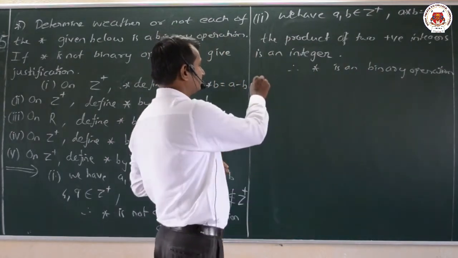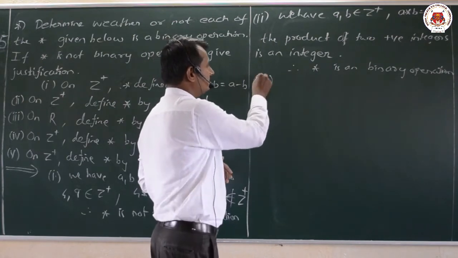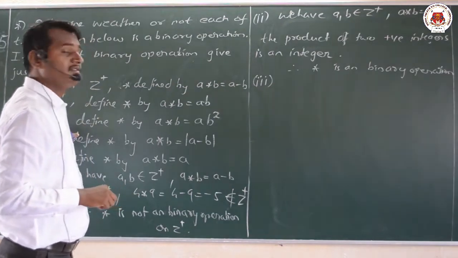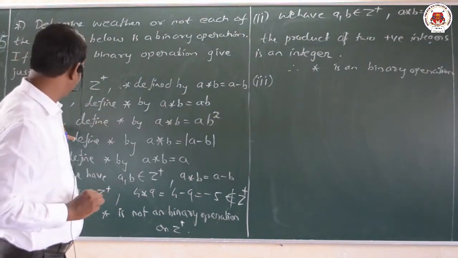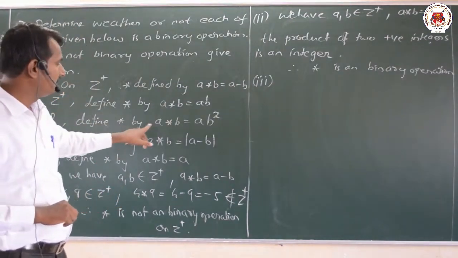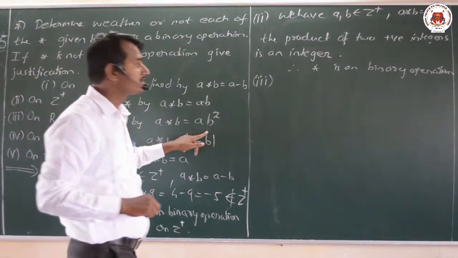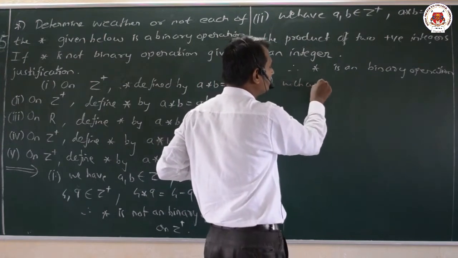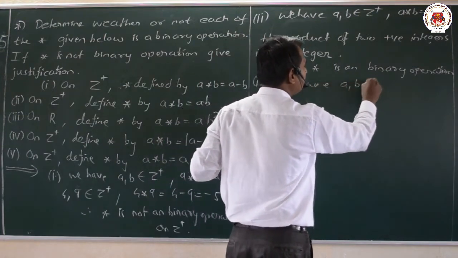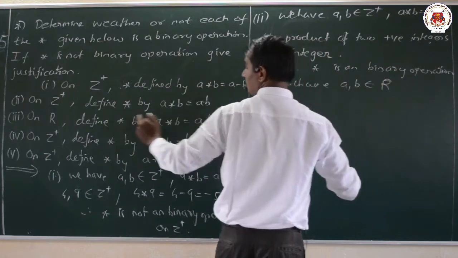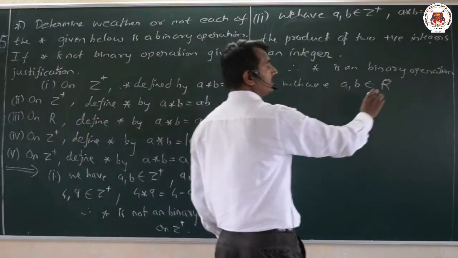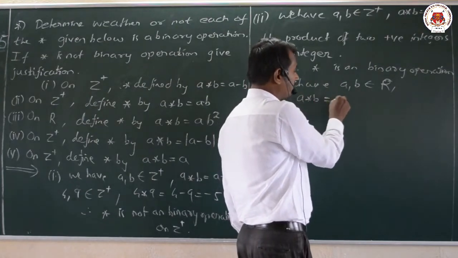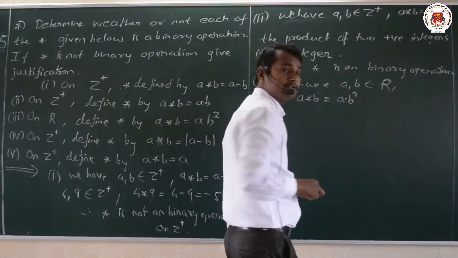Now the third one. Third question, what is given here? That is on R. Now what do you mean by R here? That is the set of all real numbers. Define star by a star b equal to a into b square. Now let us take a comma b belongs to the set of all real numbers. Define a star b equal to a into b square.